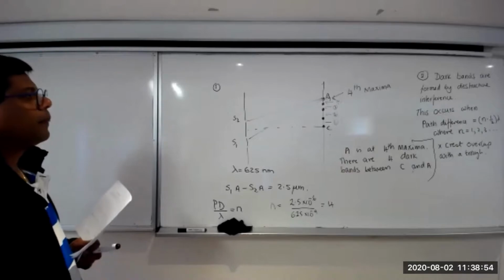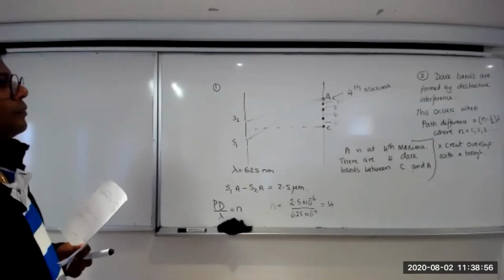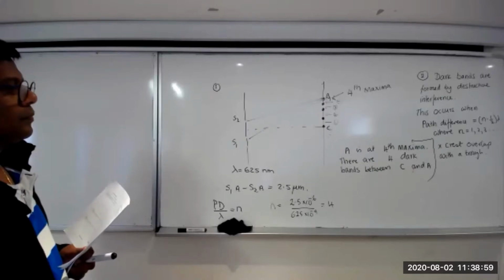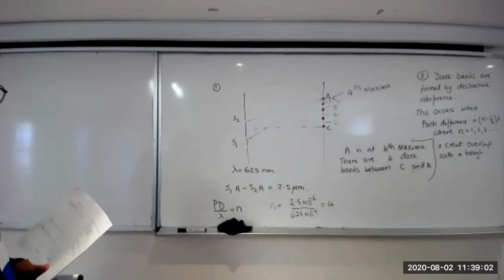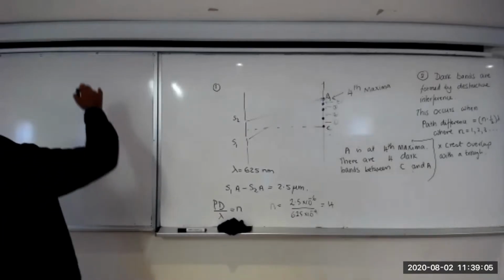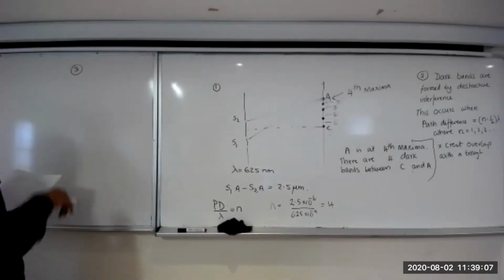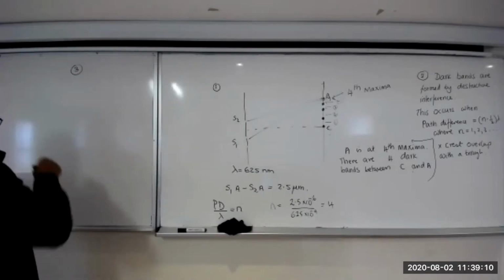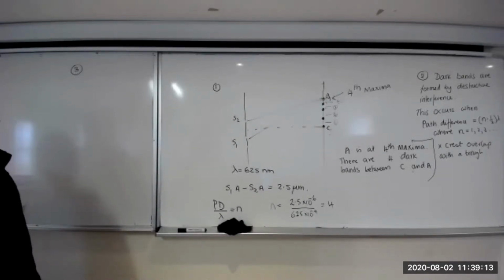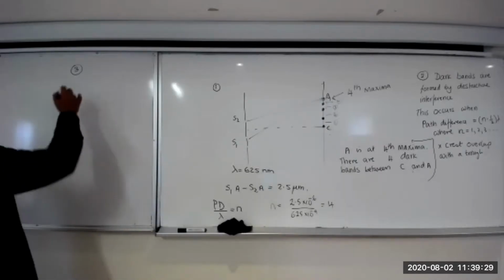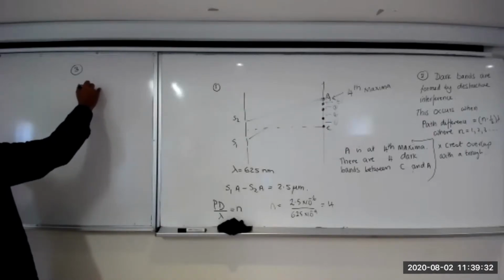Question 3. Adjustments are made to the experimental setup, which leads to a narrower pattern of dark and light bands. So which one or more of the following have occurred? Narrower means we're looking at the fringe spacing, delta x.